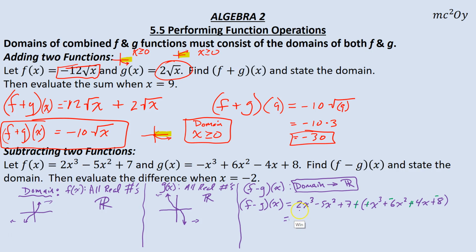Okay. So by doing that now I have 2x cubed, and then I have an x cubed here, and I'm adding them now. So that's 3x cubed. I have a negative 5x squared, and I have a negative 6x squared. So I have a negative 11x squared. I have no x's here, but I have 4 here, so plus 4x. And then I have this 7 and this minus 8. 7 minus 8, negative 1. Okay? Well, so I have 3x cubed minus 11x squared plus 4x minus 1. That is f minus g of x.